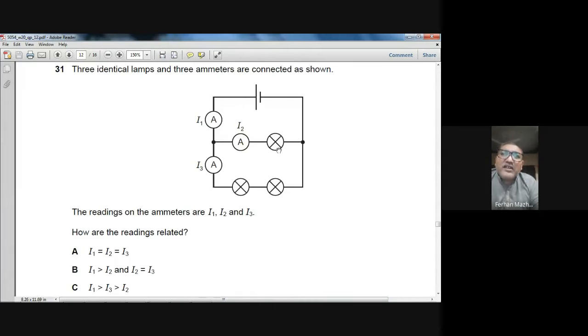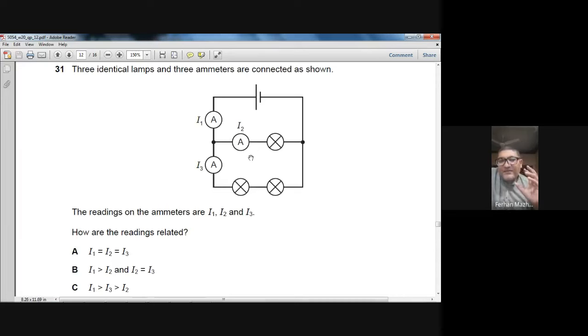In this branch, there is only one lamp. And in this branch, we have 2 lamps, and all these lamps are identical. So this branch has lower resistance because it has only one lamp. In the other branch I have 2 lamps, so the resistance of this branch is more, rather it's double as compared to the resistance of the first branch. And you know, the current likes that branch which has less resistance.